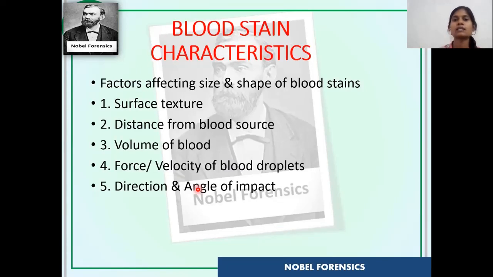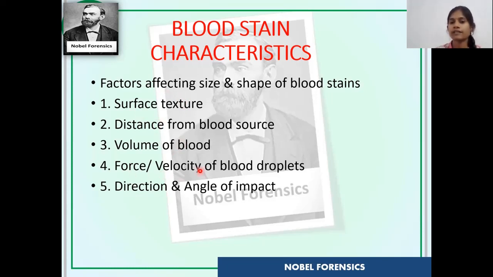So these are the factors which influence the blood stain characteristics. The forensic expert who is going to analyze these blood stains at the crime scene, before collecting the blood stains, should go for analysis of the blood stain patterns. So these are the factors which influence the blood stain patterns, and from the blood stain patterns, they can analyze these factors.